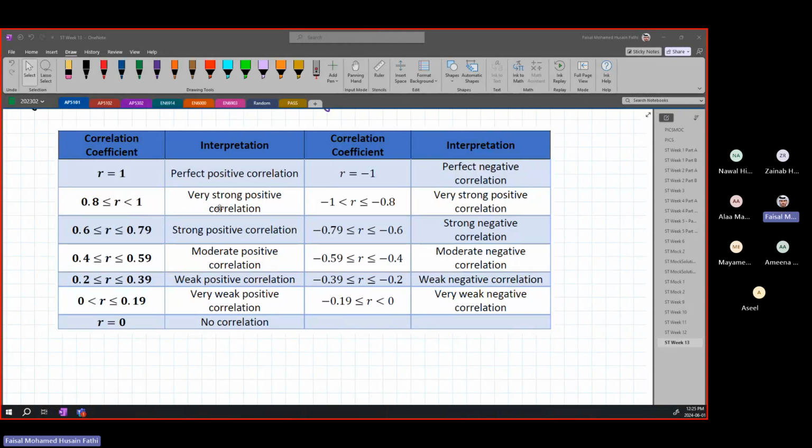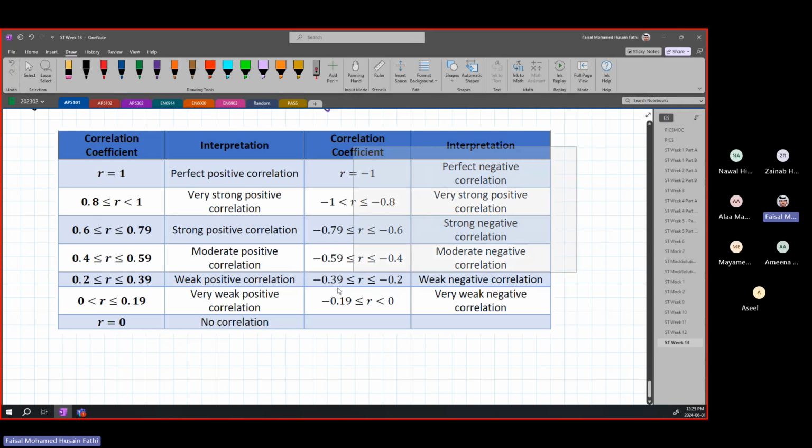It means there is an actual good relationship. Then strong positive is between 0.6 and 0.79. Moderate, meaning average, is between 0.4 and 0.59. A weak correlation is between 0.2 and 0.39. Very weak is from 0 to 0.19. And 0 is basically when you have no correlation.